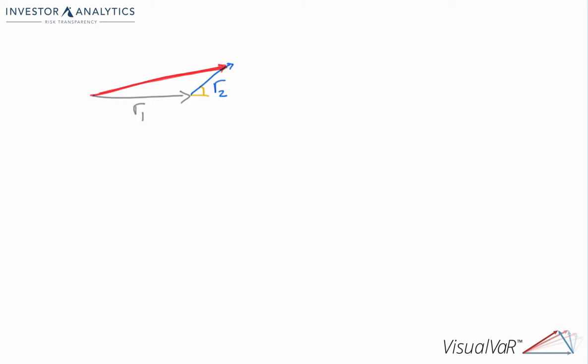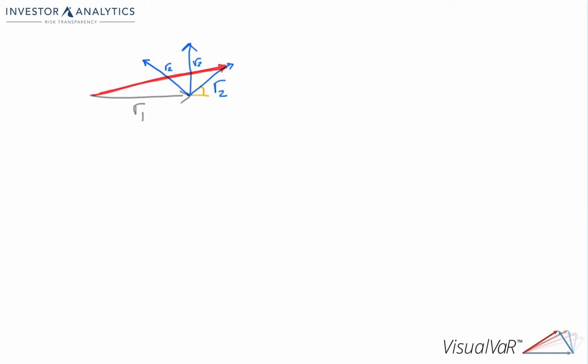So if the second security were not as highly correlated, and this correlation is somewhere about 0.6 or 0.7, let's say R1 and R2 had no correlation, then R2 would be drawn straight up, with the same length. And if it were anti-correlated to R1, it would be drawn backwards at some angle this way. And the question is, how do you know at what angle to draw the second investment?